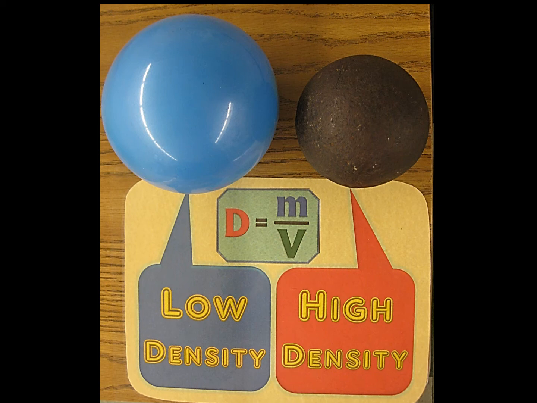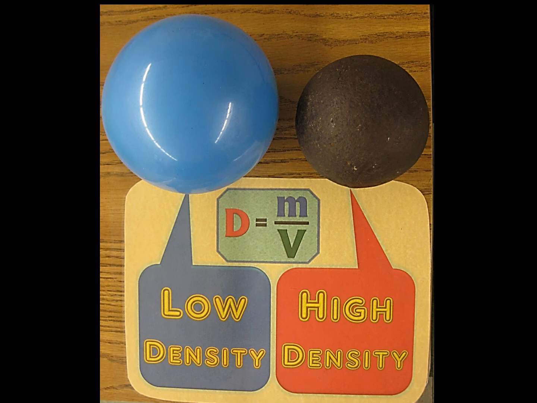And also, obviously, looking at these two balls, imagine which one would float. If you threw those into a pool, let's say a swimming pool, which one of those is going to float? The one with the low density. In fact, in order for something to float, its density must be less than water.